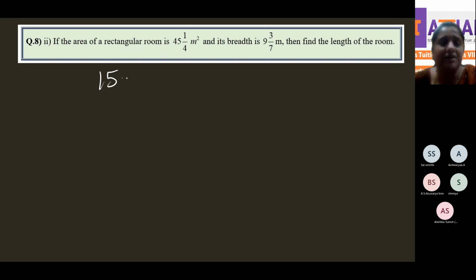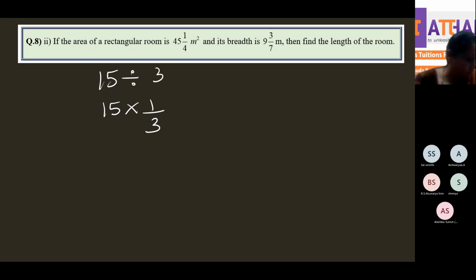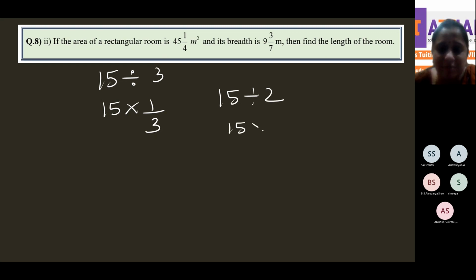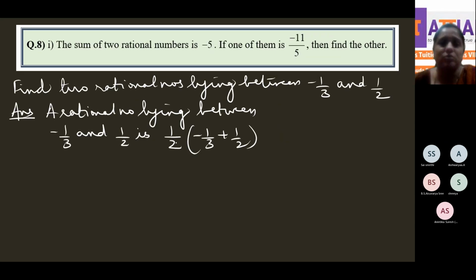Now 15 divided by 3 means 15 multiplied by 1/3. Dividing by 3 is the same as multiplying by 1/3. Similarly, dividing 15 by 2 is the same as multiplying 15 by 1/2. So that's what we're doing here. Add the numbers and divide by 2. Divide by 2 is nothing but multiplying by 1/2. That's what you see here.